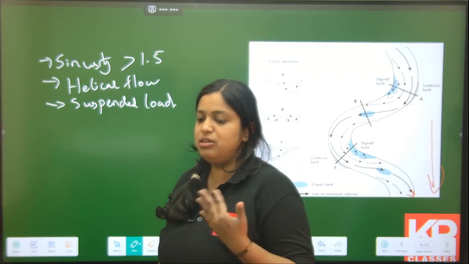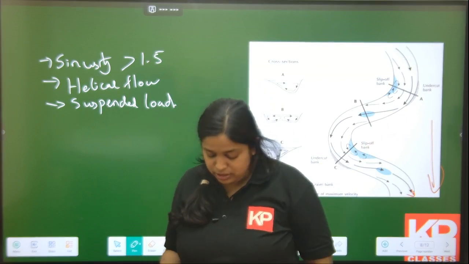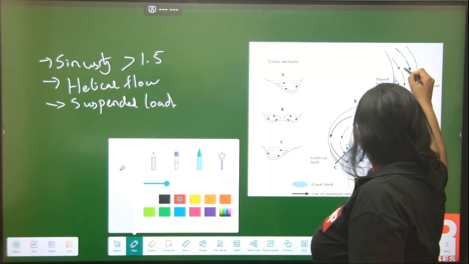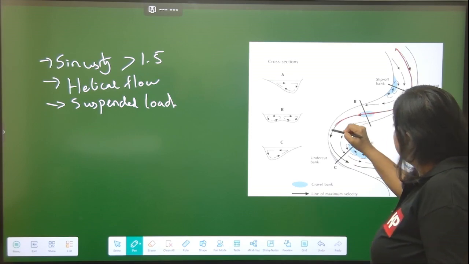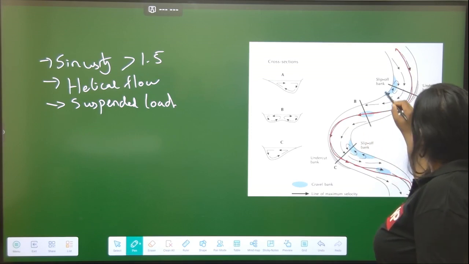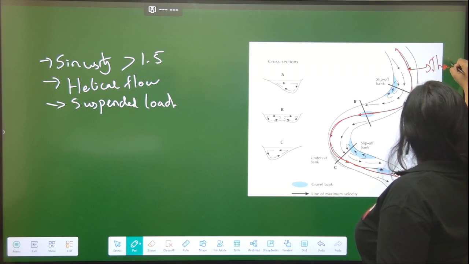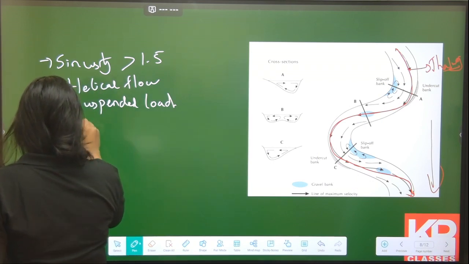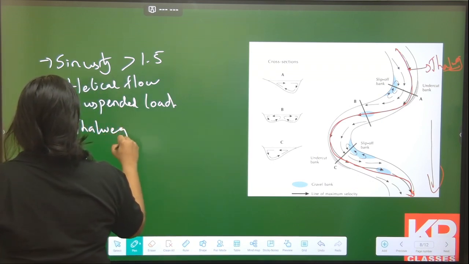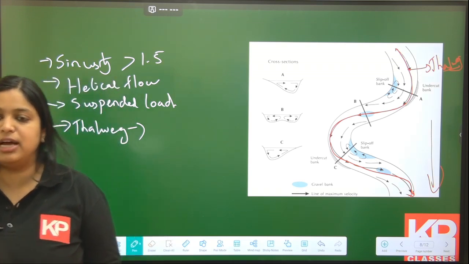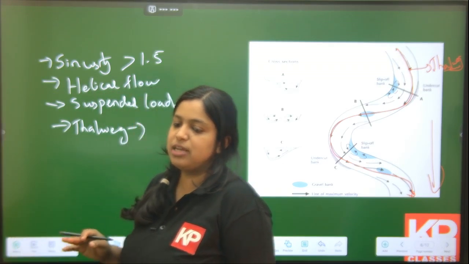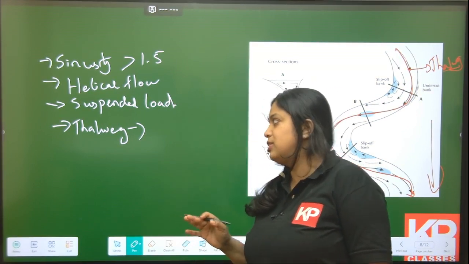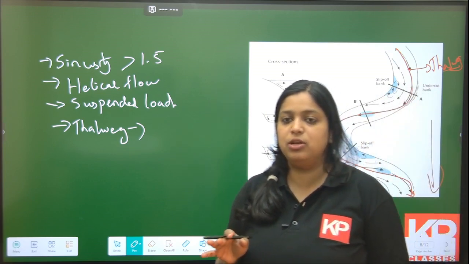Now the next thing is, you can see this coarser, darker line over here. This line shows how the helical flow happens, and we can call it a talweg. So what is a talweg? A talweg is the trace of deepest points along the channel. Trace of deepest points along the channel.